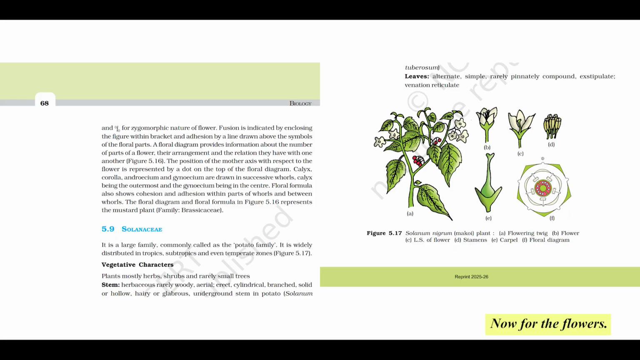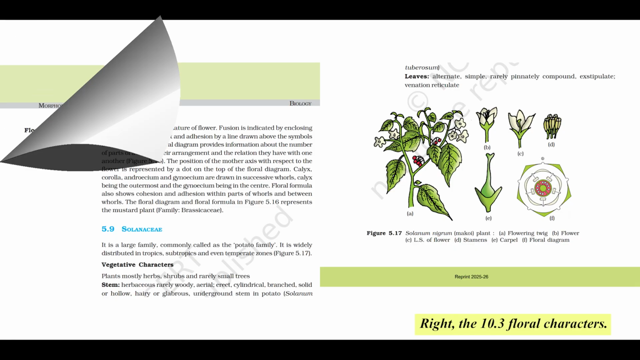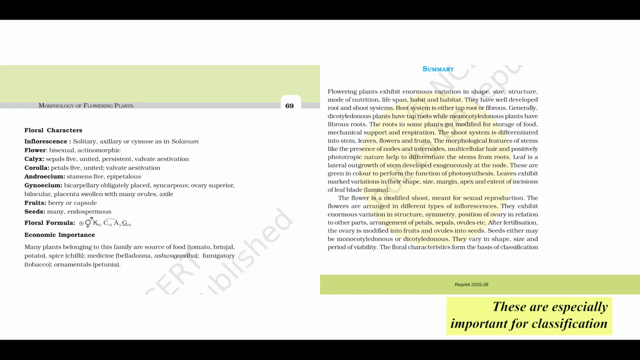Now for the flowers. Right, the 10.3 floral characters. These are especially important for classification and distinguishing this family in exam questions. The inflorescence type can vary. Flowers might be solitary, borne singly, axillary, arising from the leaf axil, or more commonly arranged in a cymose type inflorescence, as frequently seen in the large genus Solanum, which includes potato, tomato, brinjal.